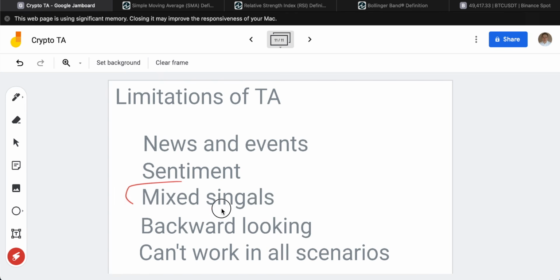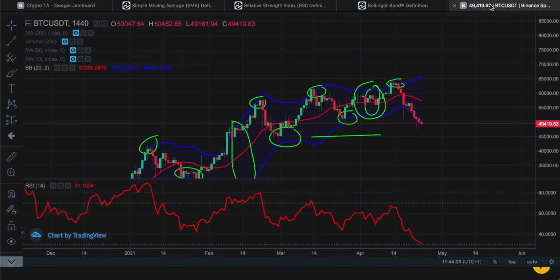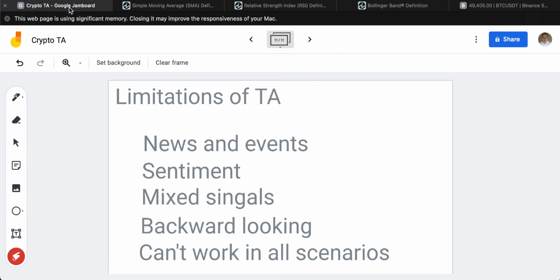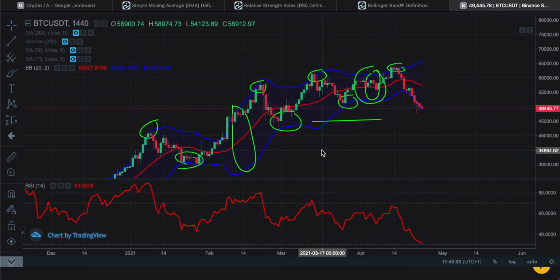You also get a lot of mixed signals with technical analysis on a lot of occasions. You can use these as a guide. The RSI can be very high. That's not to say that the price can't move up though. And the more indicators you use, the more confused you may be in terms of what they're actually telling you. Technical analysis is only backward looking and cannot predict the future. And technical analysis cannot work in all scenarios. That is why fundamental analysis of markets and the future of policy decisions and how economies grow, but also specifically towards crypto projects, is really, really important and cannot be underestimated.